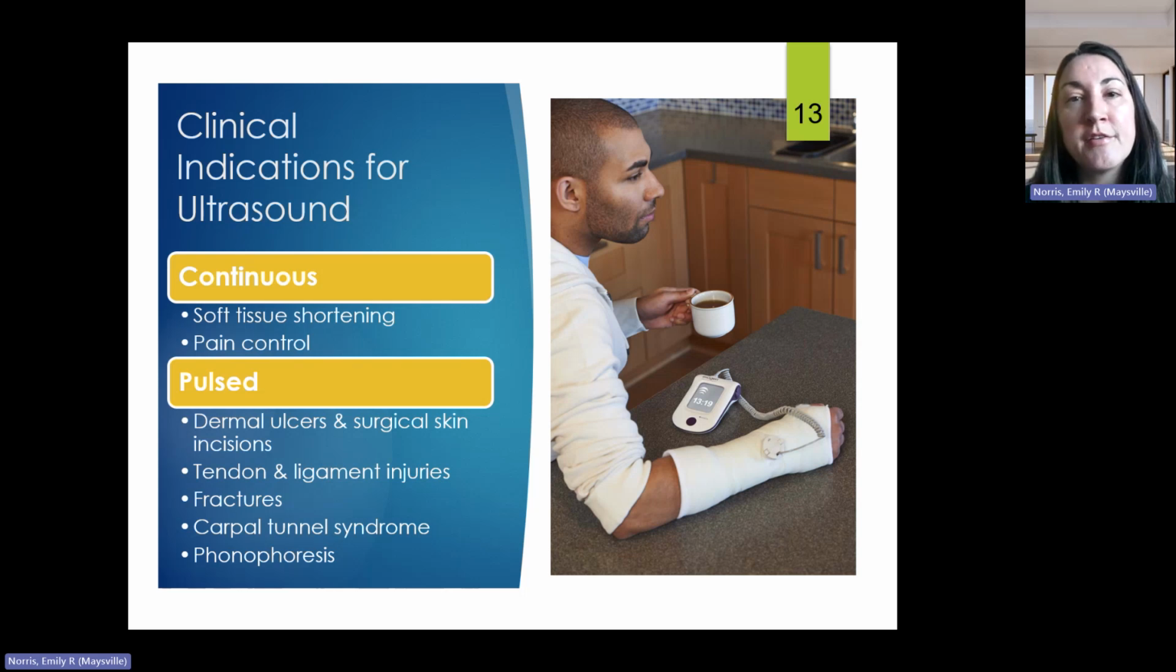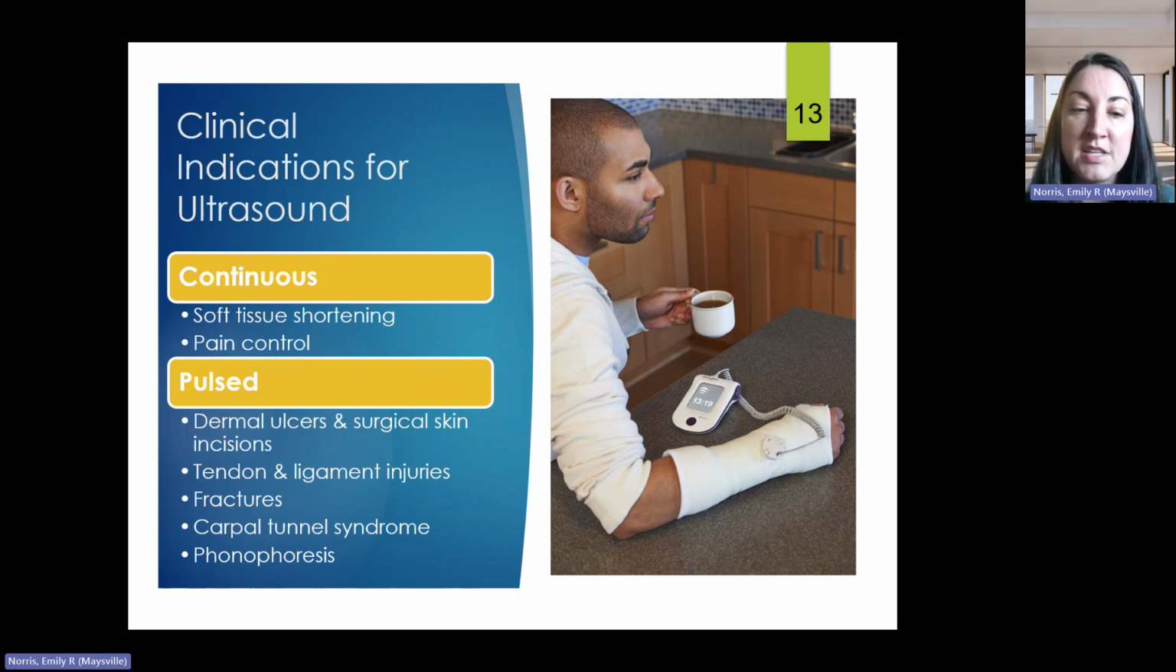Fractures, there's been a lot of back and forth research. Initially, there was kind of a precaution of using ultrasound over fractures because they felt that it could delay the healing. But most of the research that's been released in the past 30 years or more has actually indicated that it helps, especially a pulsed ultrasound with lower parameters like lower intensity and frequency, can help a non-union or a non-healing fracture heal more quickly.